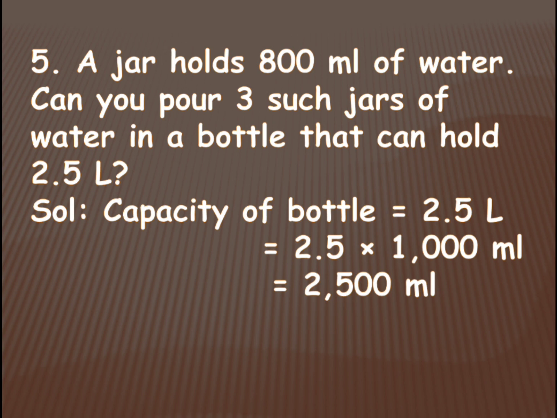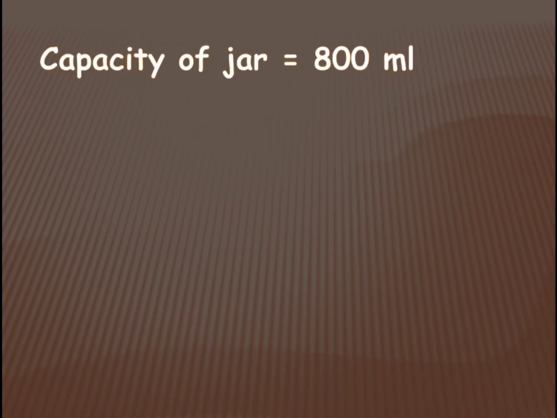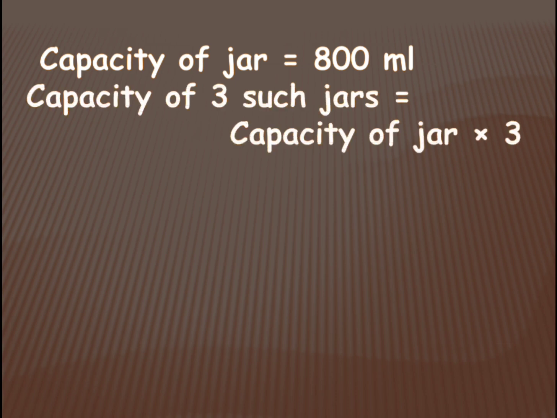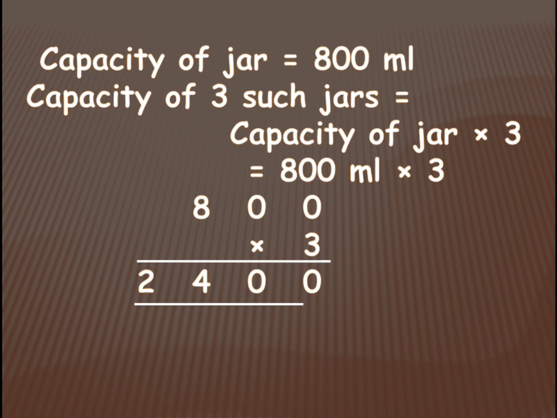Now let's see what is the capacity of the jar when it is 3 times. The capacity of the bottle is 2500 milliliters. Now the capacity of the jar is 800 ml. What is the capacity of the jar if it is 3 times? That is the capacity of the jar into 3, 800 into 3. Here you can directly multiply, children. 3 zeros are 0, 3 eights are 24. You can directly do it like this, or you can do it with the column method. So you will get 2400 milliliters.